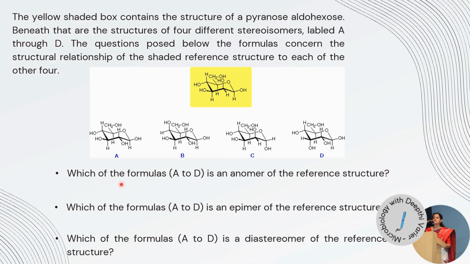For the first one, which of the formulae from A to D is an anomer of the reference structure? You can see very clearly that C is the only anomer for the reference structure given in the yellow box. The second question is which of the formulae from A to D is an epimer of the reference structure. There are two epimers given over here. Both A and C are actually epimers of this molecule. And the last one, which of the formulae is a diastereomer of the reference structure? All four of them are diastereomers. None of them are enantiomers. All four of them are examples of diastereomers of the reference structure.